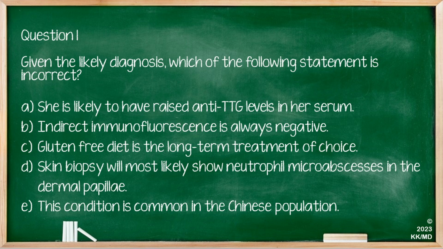If you recall from our session today, the correct answer is E, which is the incorrect statement among the choices. That's because the condition, as you know, is most common in Northern Europeans, especially the Irish community. Options A, B, C, and D are all completely correct.